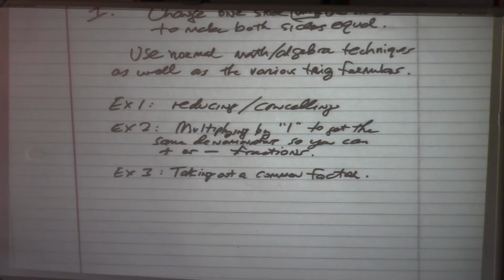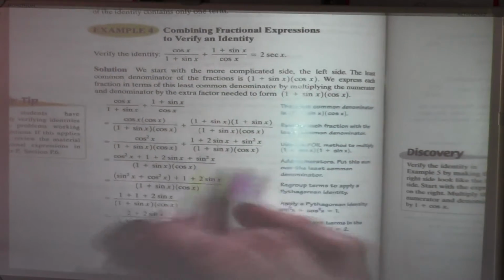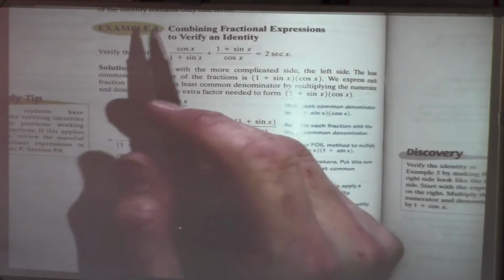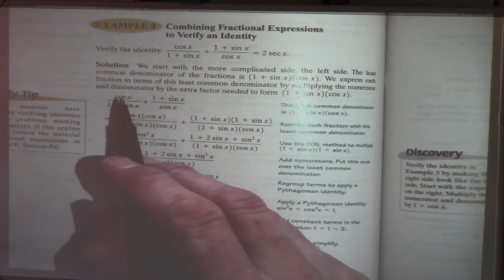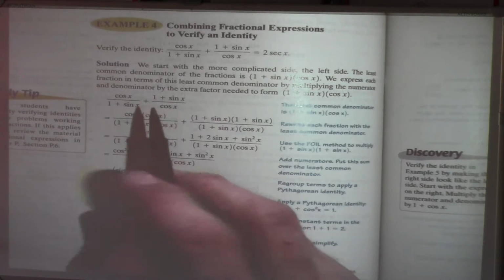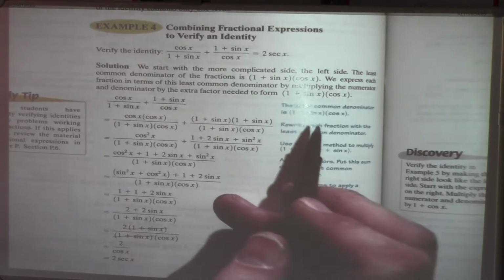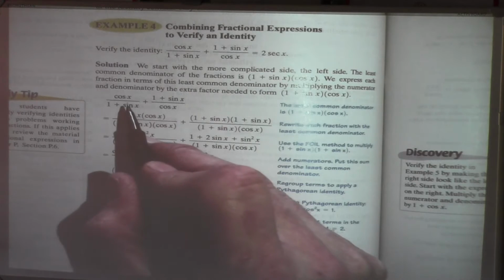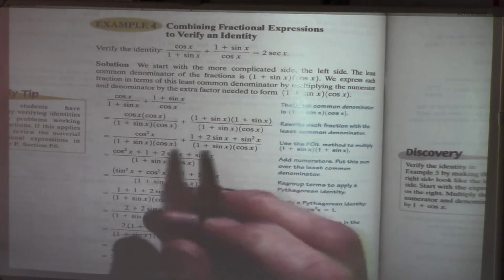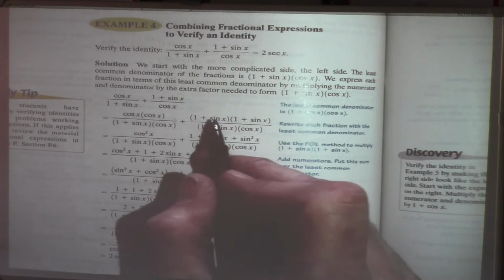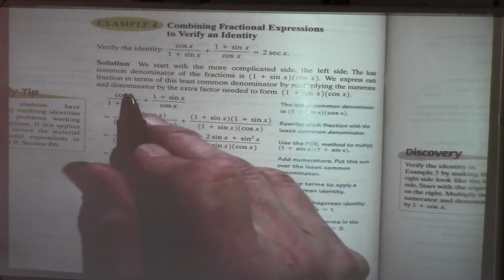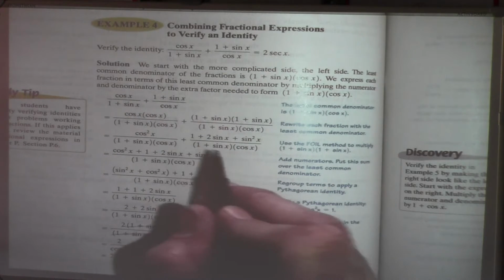In example 4, we have another thing. Let's take a look at what happens here. This, by the way, is on page 548, and you'll see example 4. They have this set up, and they have two completely different denominators. So what they do is they find the least common denominator, and in this case that means using the cosine x over here, so you multiply by cosine x over cosine x, and you multiply by 1 plus sine x top and bottom on this one. So this gets multiplied over here, and this gets multiplied over here.